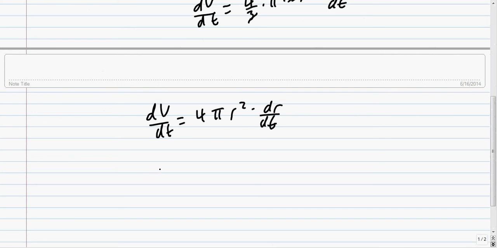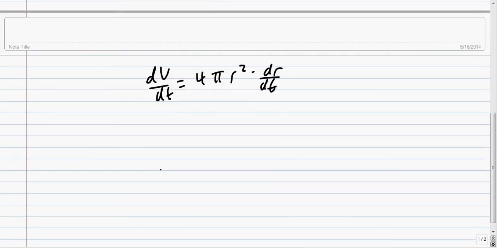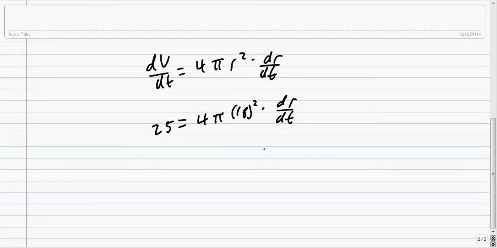Now as you can see, we have the right form for the formula, dV over dt, and we can now plug in our elements that we know of. So dV over dt is 25, which is equal to 4 pi times r, which is 18, squared, times dr over dt. And this is what we're solving for. So we'll divide both sides by 4 pi times 18 squared, and this would allow us to solve for the variable dr over dt.